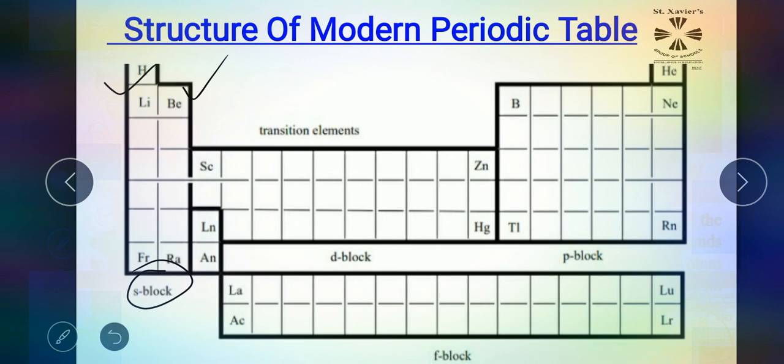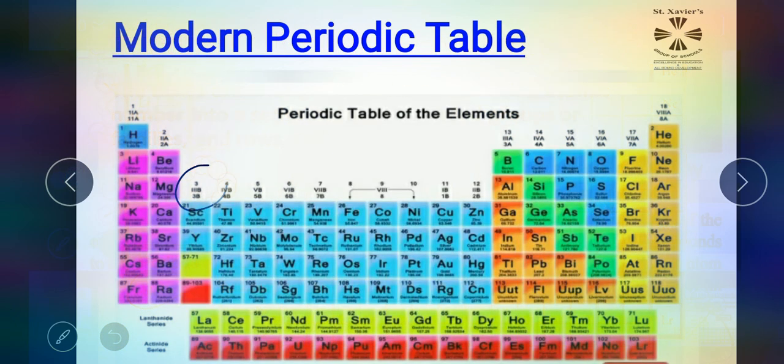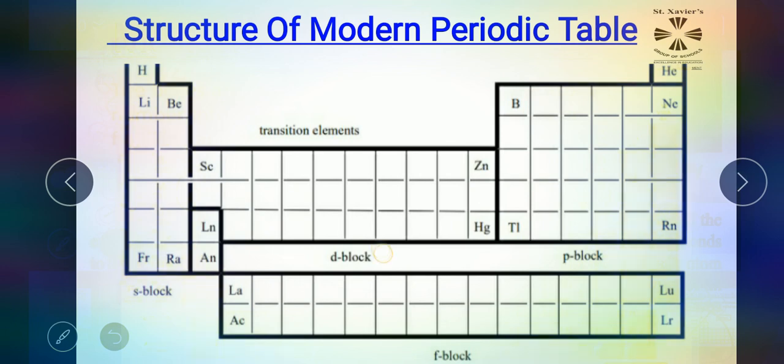When you look at the middle, group 3 to group 12, this all belongs to the D block, students. I'll show you in a real picture. Here they belong to the D block. And from 13 to 18, they belong to the P block.